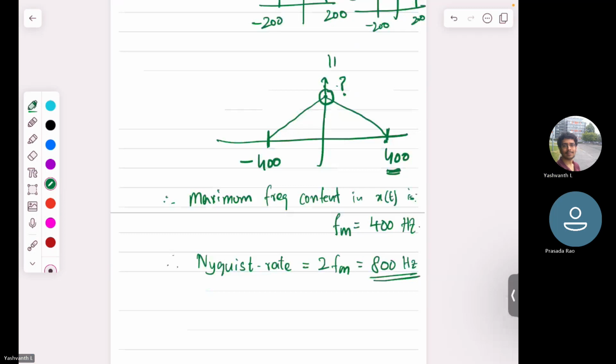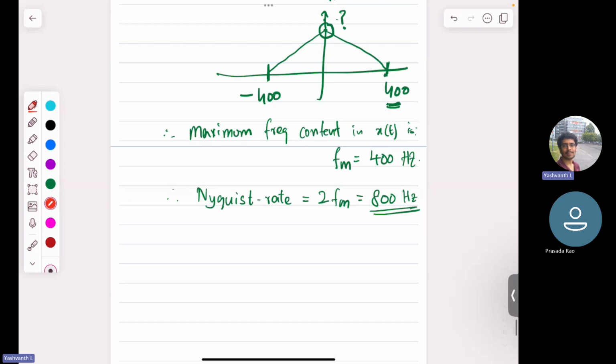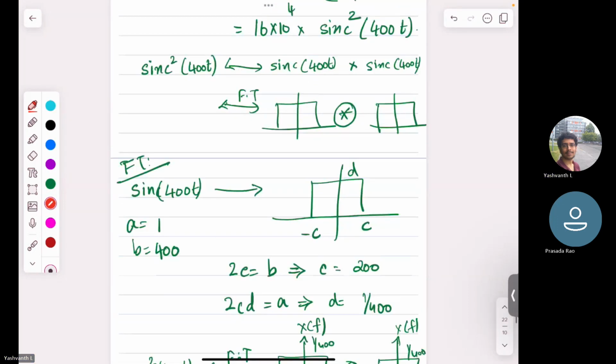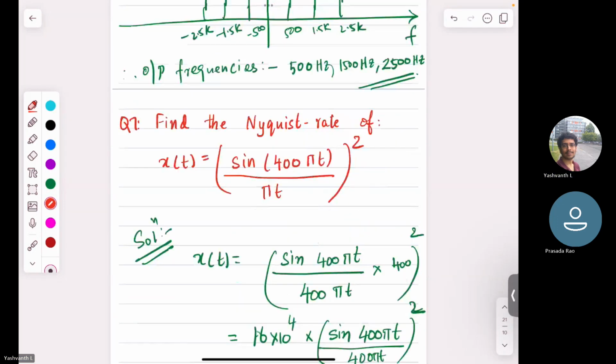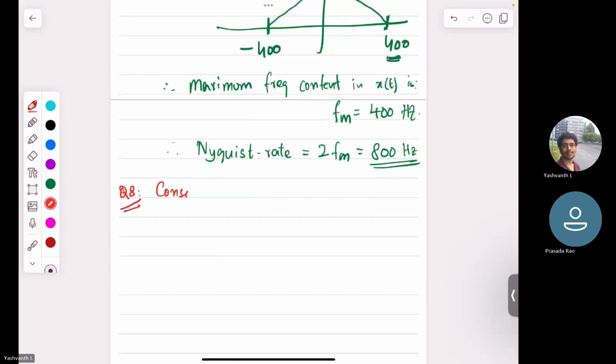Now let's solve one or two questions in discrete Fourier series. This was question number 7. Question number 8. Consider the periodic sequence x of n as shown below.